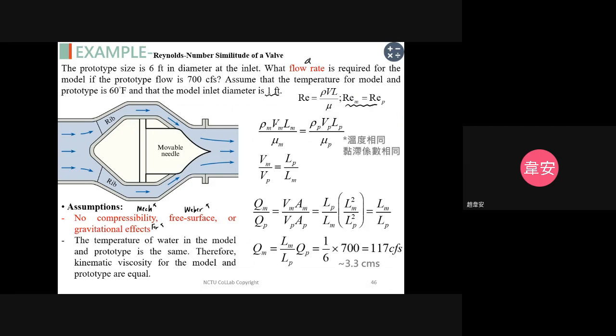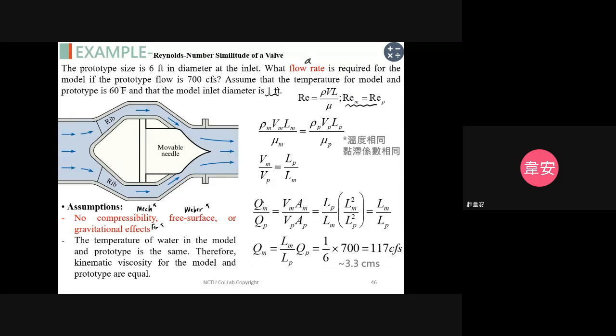Again, we just write down the Reynolds number for the model and the Reynolds number for the prototype, and then make the balance. Finally, we have Vm divided by Vp is equal to Lp divided by Lm. The problem we need to answer is how large the discharge in the model is.